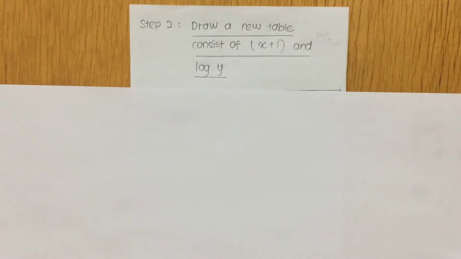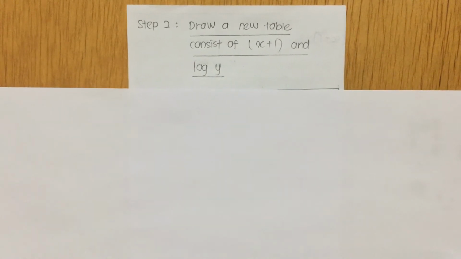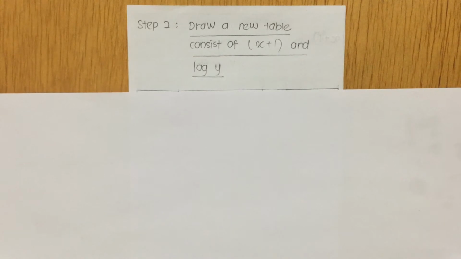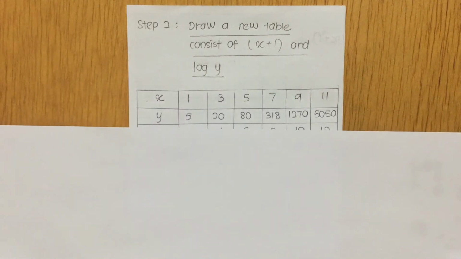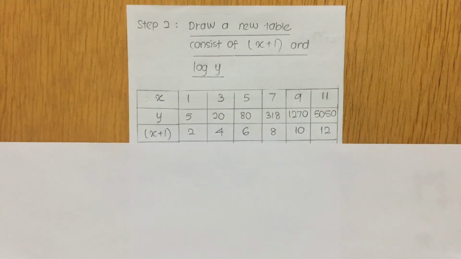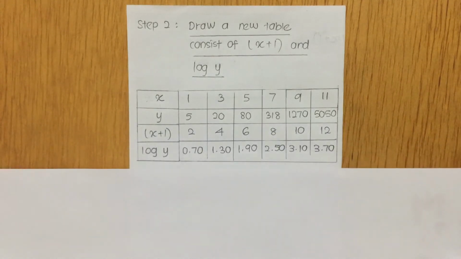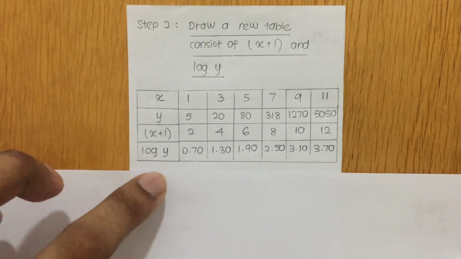Okay, so once you have changed the non-linear equation to linear form, the next step is you need to draw a new table consisting of x plus 1 and log y. Okay, let me show you the table now. As you can see here, this is the original table which consists of x and y. Okay, so let me show you the new table where it consists of x plus 1 and log y. Okay, this log y is with respect to base 10, guys.